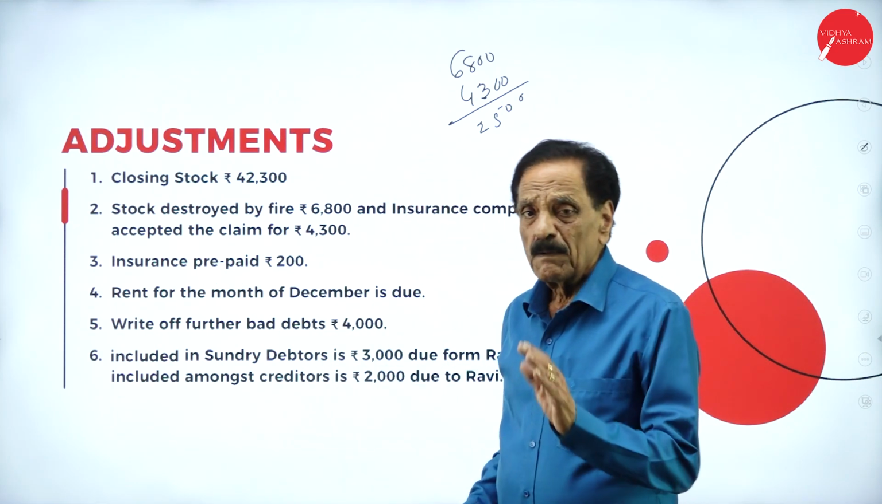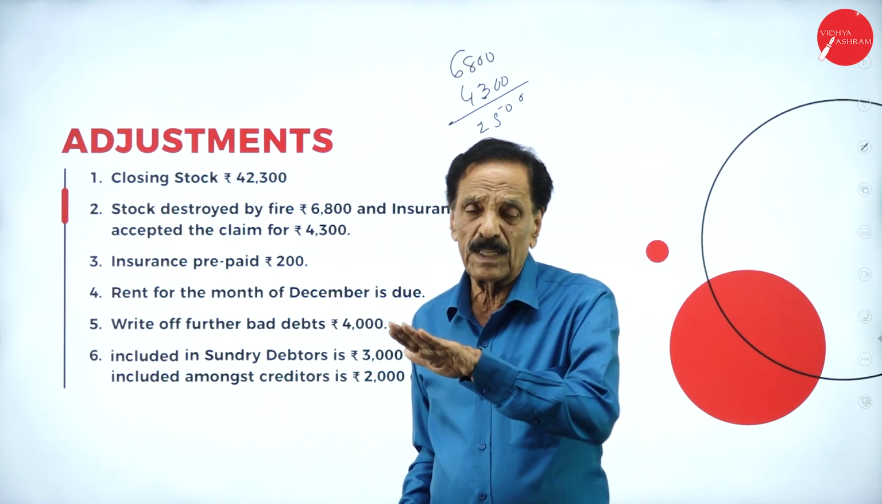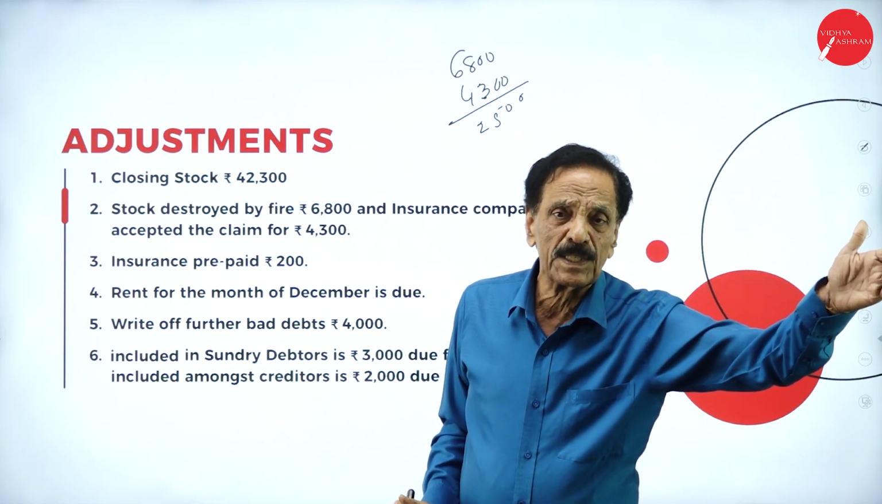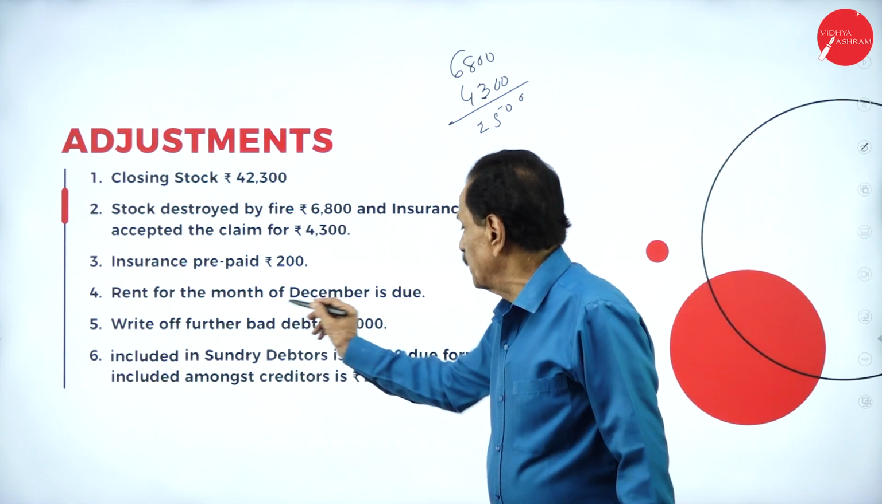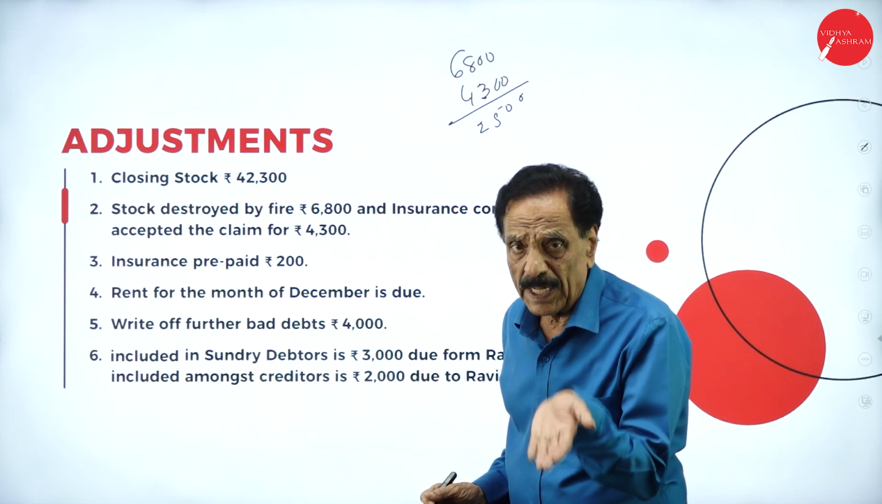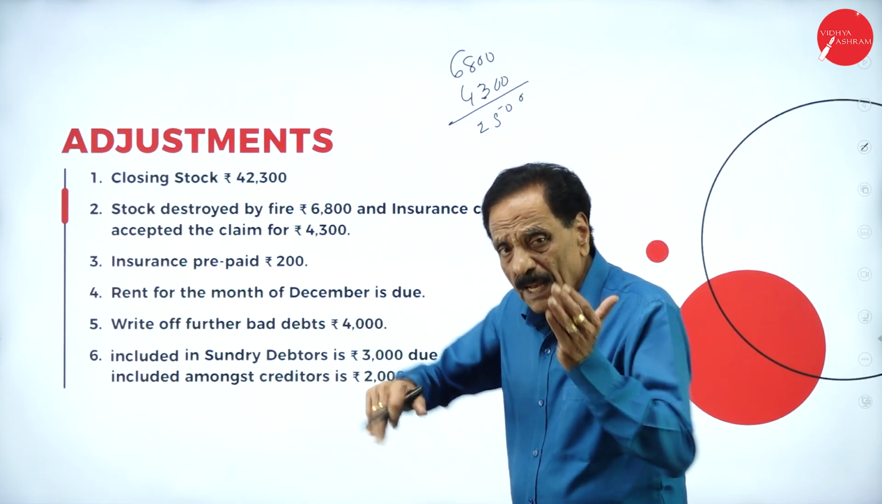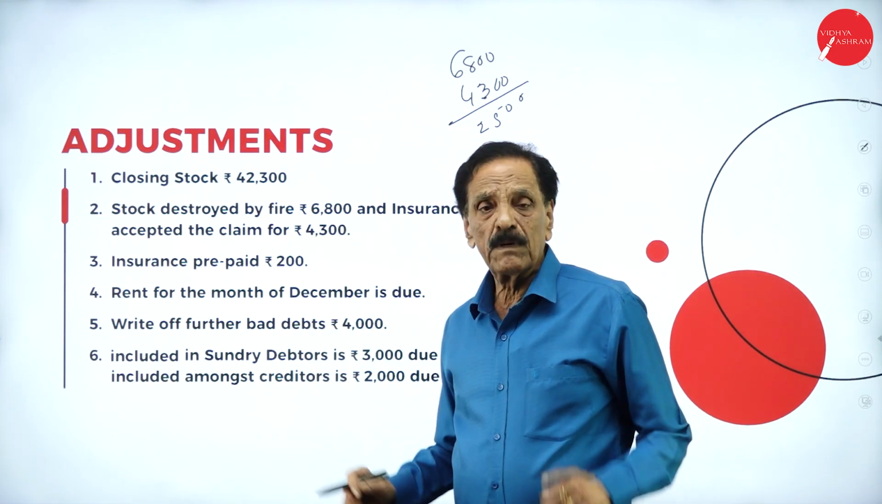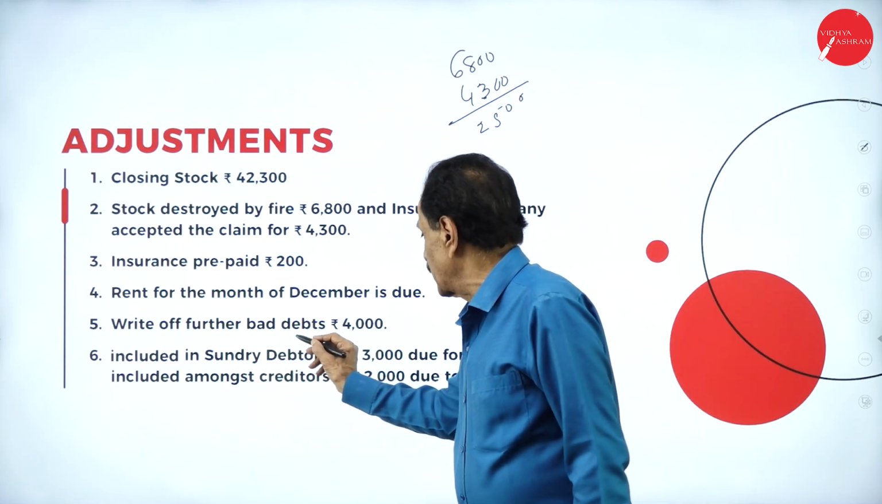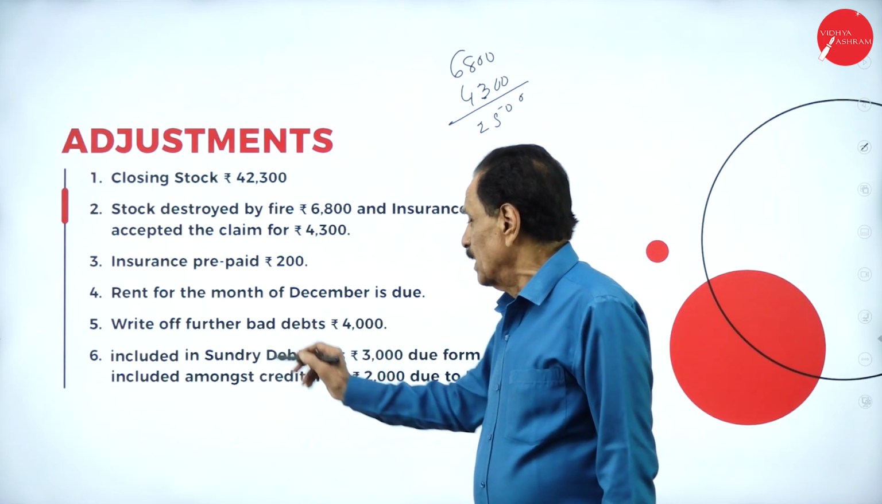Insurance prepaid should be deducted from insurance, and the prepaid will come on the asset side of the balance sheet. Rent for the month of December is due, meaning outstanding. One month you have to miss, 11 months' rent has been paid, one month is outstanding. Further bad debt is 4,000.